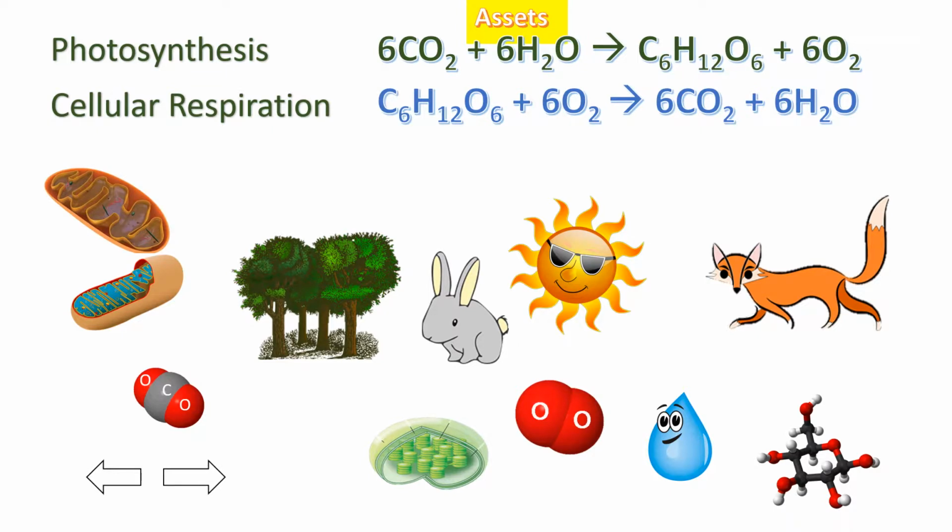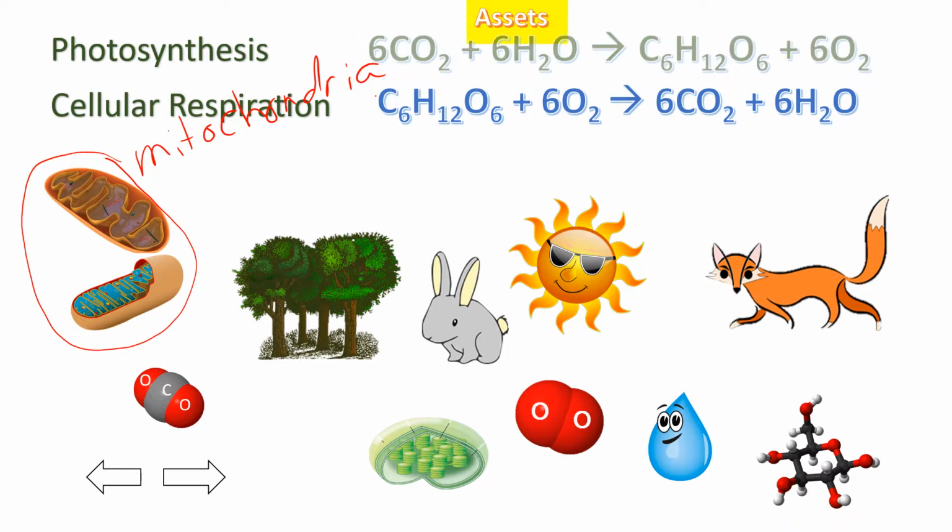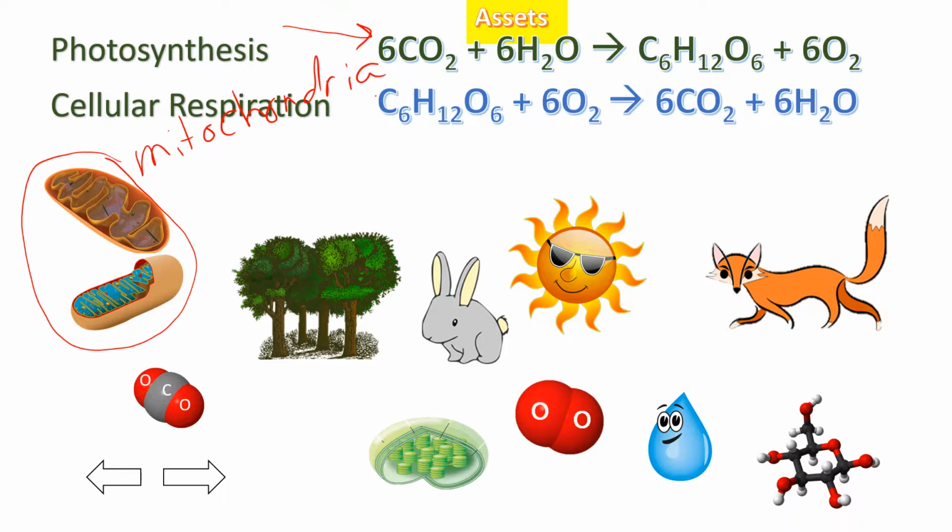Now this picture here, these two bean-looking things, these are actually the mitochondria. And if you think mitochondria is needed for photosynthesis, then that would be what you need to pick out. But you can see other things here as well. Like for instance, we need the chemical equation. We need the trees.